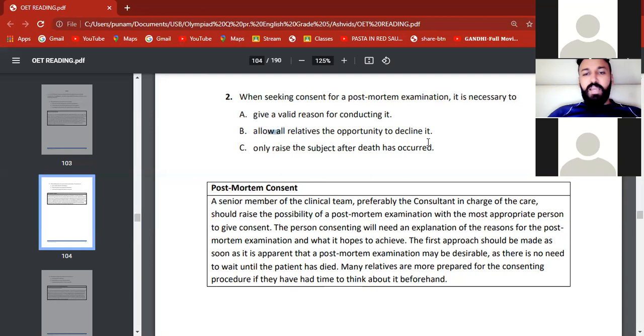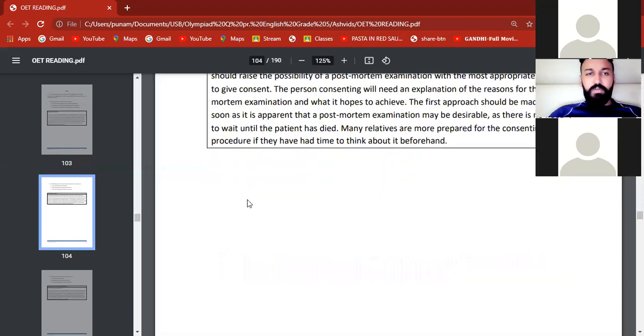Allow all of them the opportunity to decline it. No, it doesn't. First of all, it is not all, it is many. And secondly, it is saying they are more prepared. It is not talking about declining it, right? So which is the most suitable option? A. Why? Because it is right here: need an explanation for the reason why it's being conducted. Okay, very good.